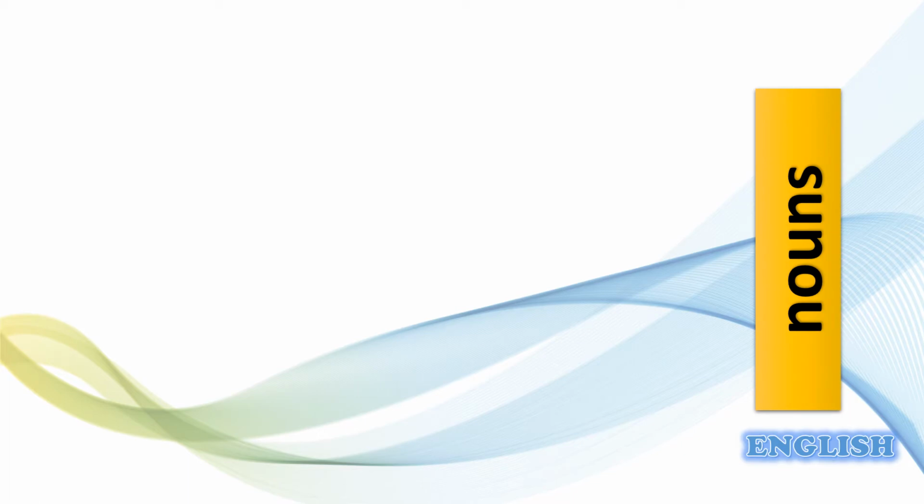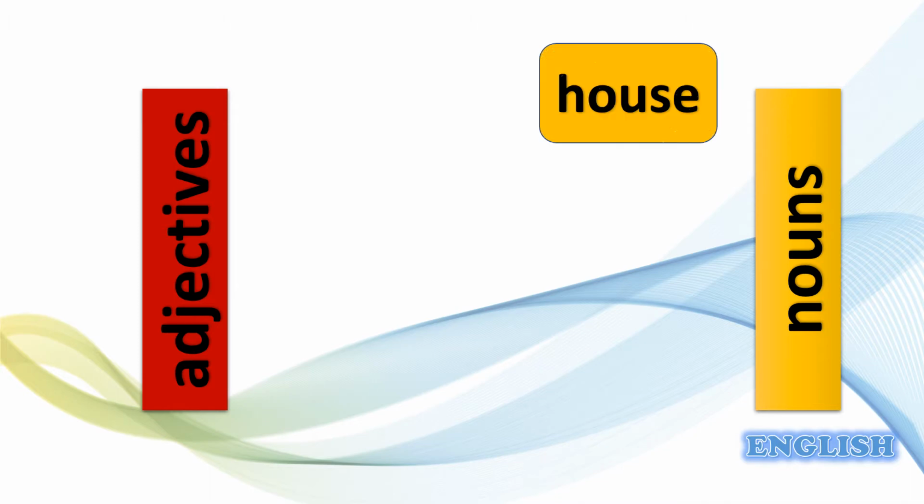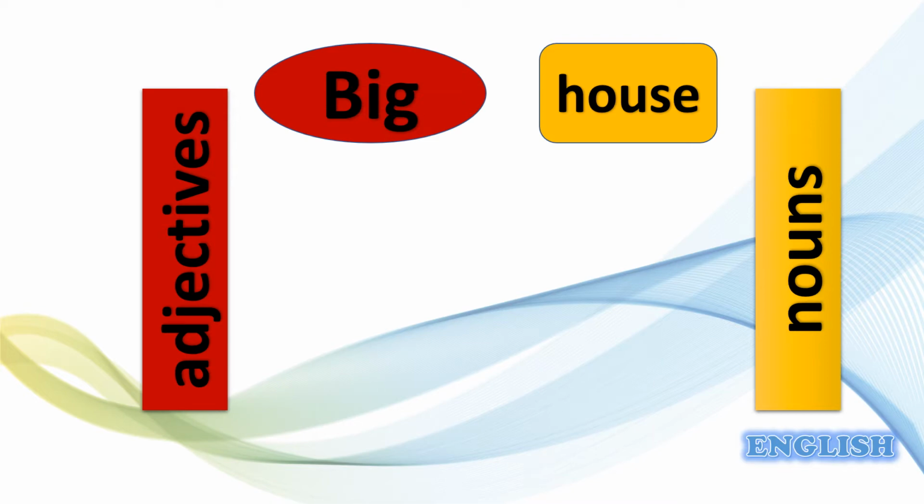Dear students, let's begin now with the following nouns and adjectives. And as you know, we use adjectives to describe nouns or pronouns, like in the following examples. We have the noun house and the adjective big. So we describe the house as a big house.